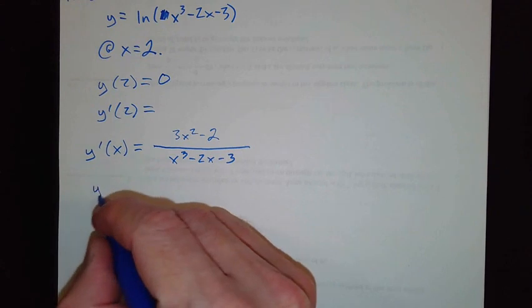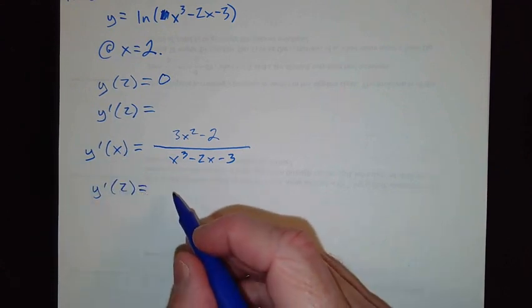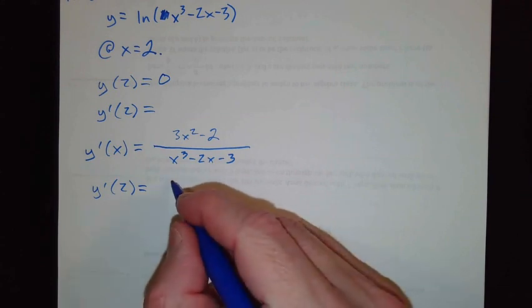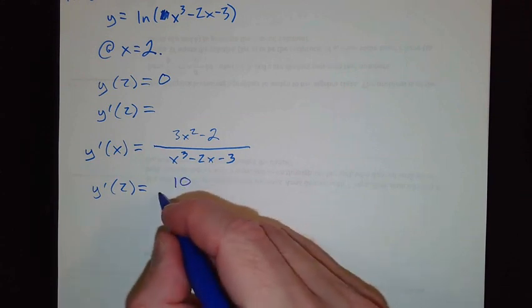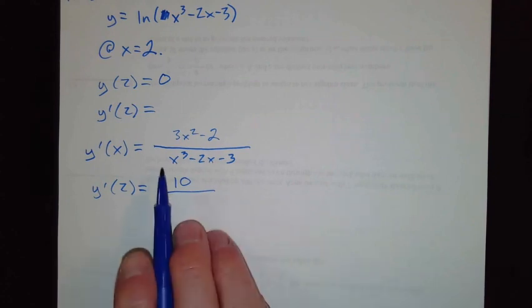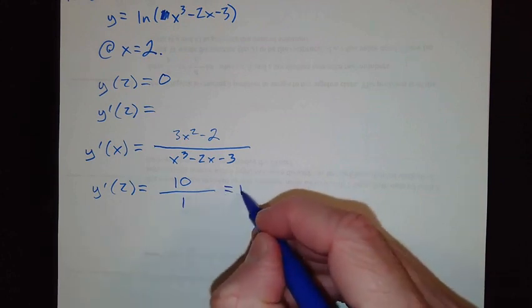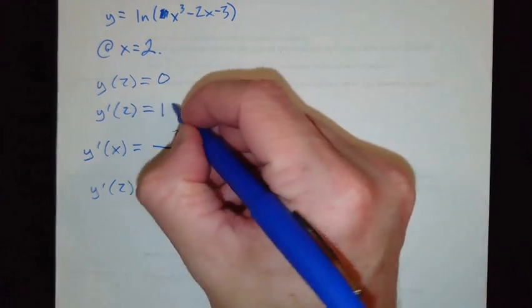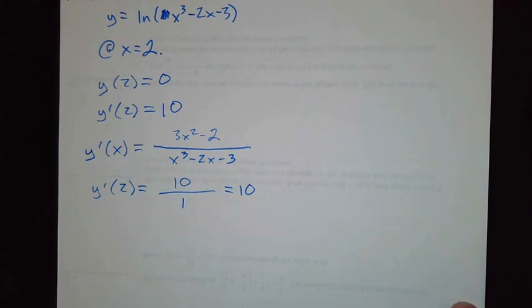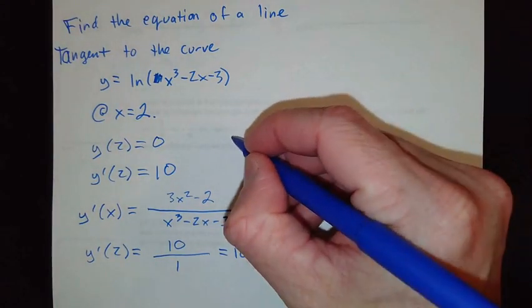So y prime of 2 is, let's see, we'll have 3 times 2 squared, 12 minus 2 is 10. And we already found that 2 plugged in here gives us 8 minus 4 minus 3, which is 1. So the value of my function at that point is 0. The value of the derivative at that point is 10. And that's all we need to come up with the equation for a tangent line.